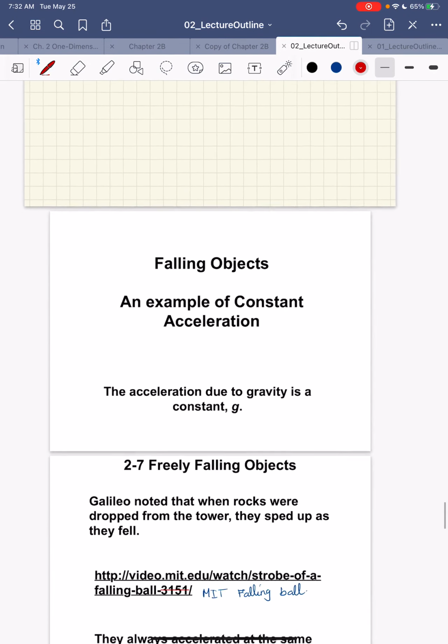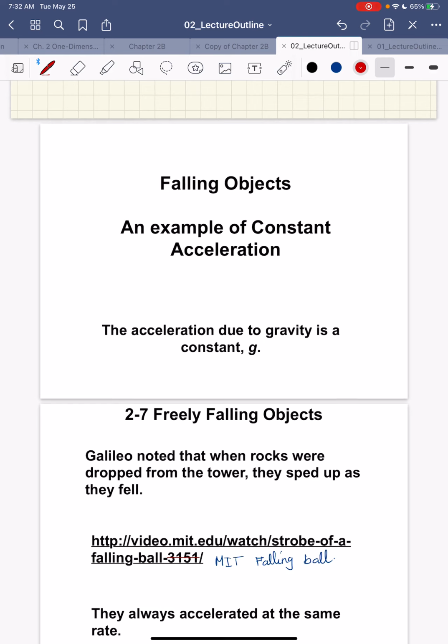Okay, now the last topic in this chapter is about falling objects, and this is an example of constant acceleration motion. Why is that? Because we are considering that objects in free fall will have a constant acceleration, and here we are assuming no air resistance.